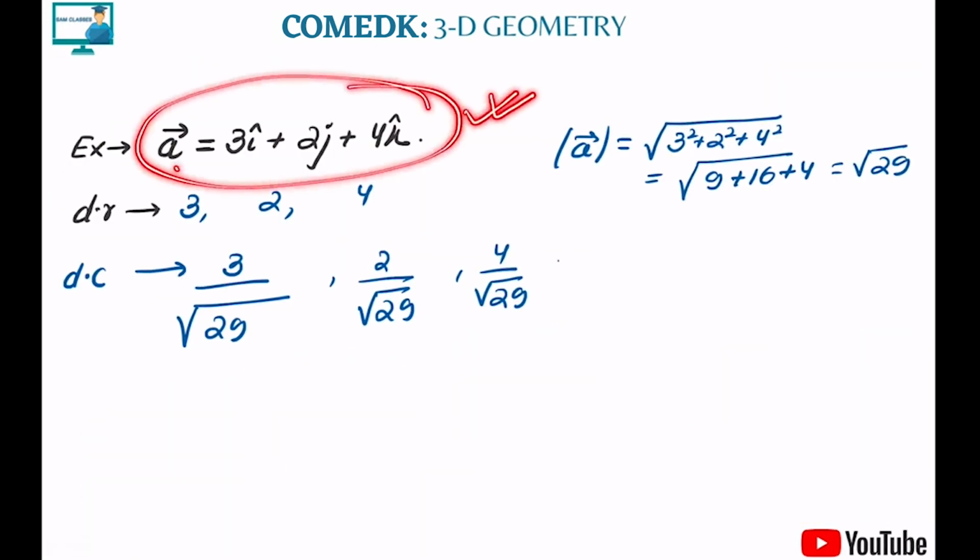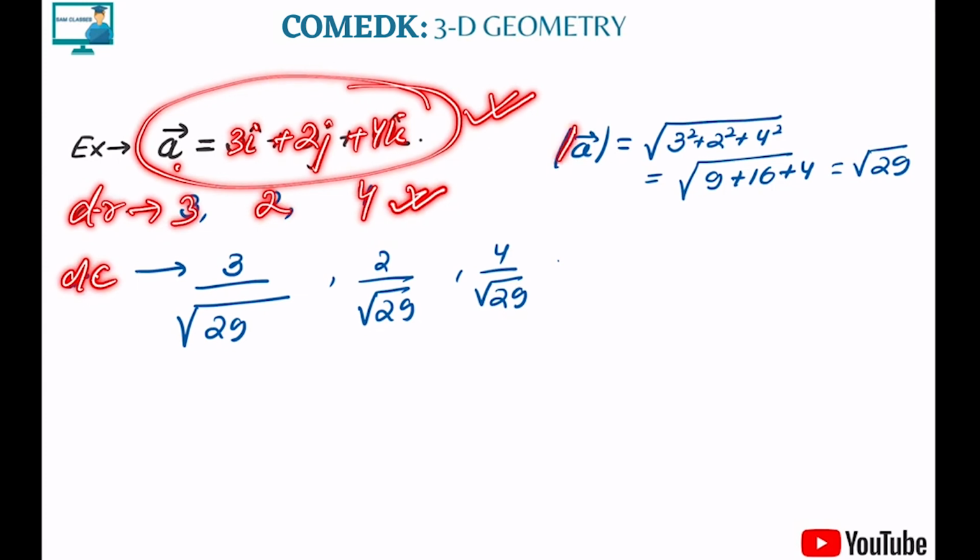Let's take this example. A vector is equal to 3i plus 2j plus 4k. Now, if somebody asks what is the direction ratio, directly we'll say, sir, 3, 2, and 4. Now, what about direction cosine, sir? So before that, find the magnitude of the vector. That is equal to root under of 3 square plus 2 square plus 4 square, and that is equal to root under of 9 plus 16 plus 4.